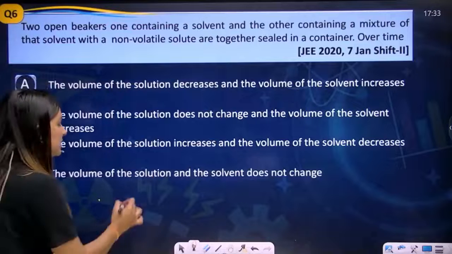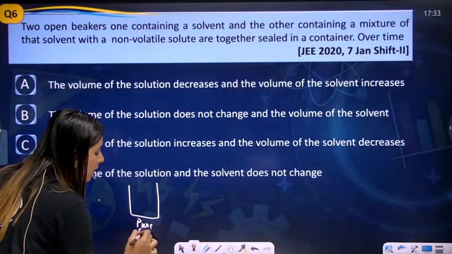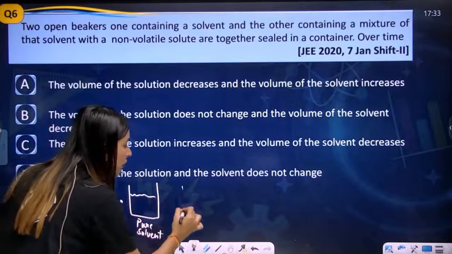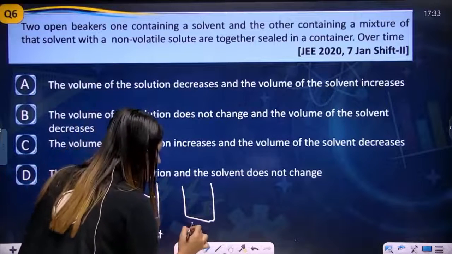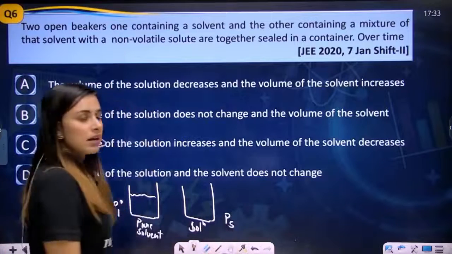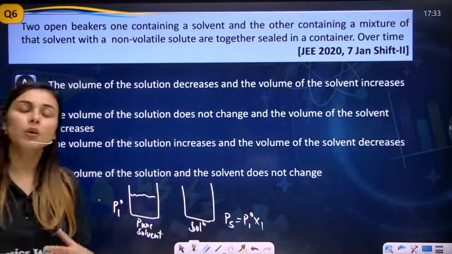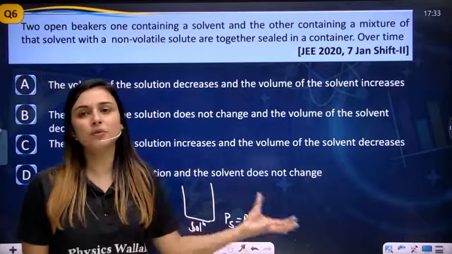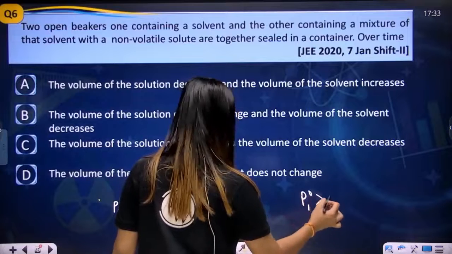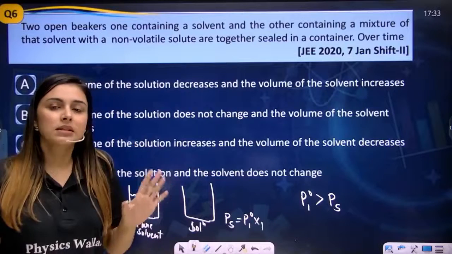Now see. It says that you have a container which is pure solvent. Let's say its vapor pressure is P1 naught. Then you have another container which is your solution, which has a non-volatile solute in it. Let's say its vapor pressure is PS. This will be equal to P1 naught times the mole fraction of 1, because the solute is non-volatile. We started this lecture from this particular part, and we also know that P1 naught will be more than PS.